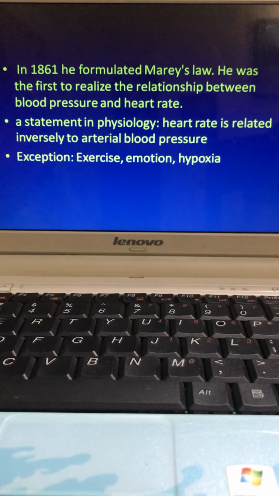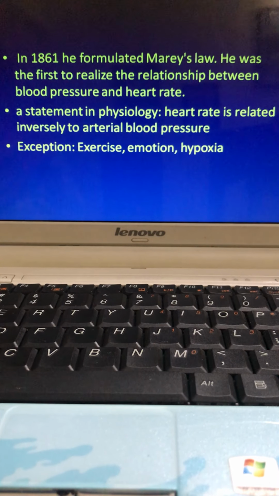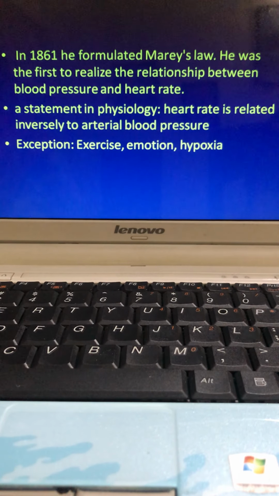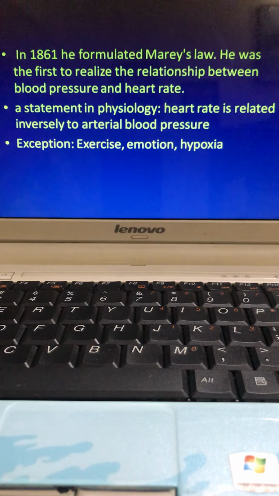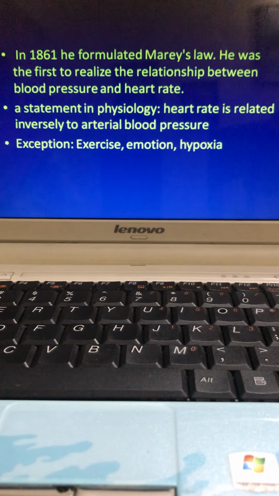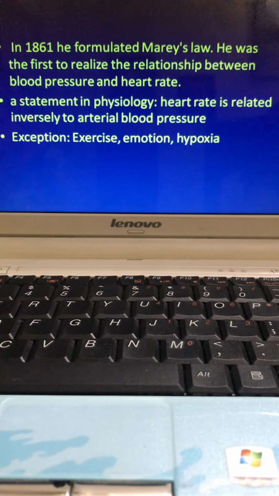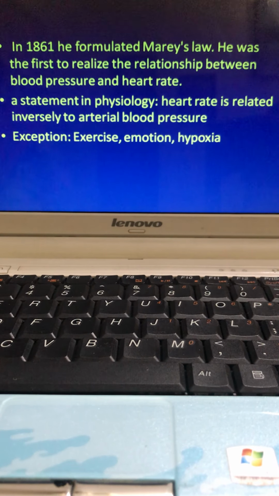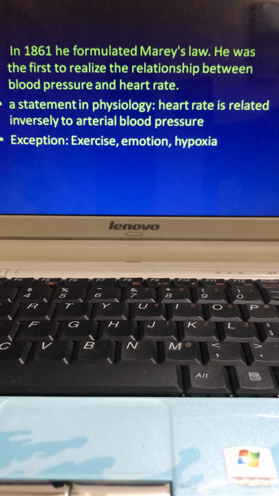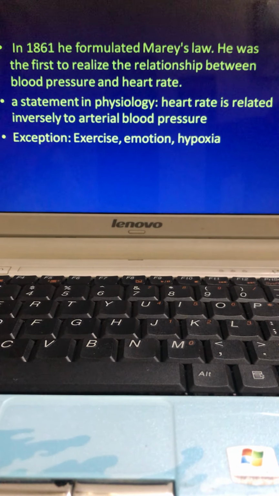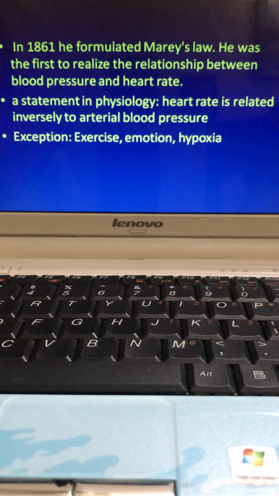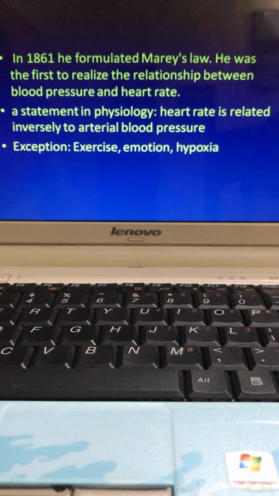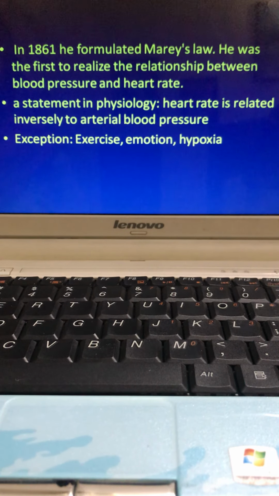That is a very important statement by a renowned French physiologist, Marey. He stated that heart rate is inversely related to the arterial pressure. That is, when there is increased blood pressure, there is decreased heart rate. Exceptions: exercise, emotion, and hypoxia. In exercise and emotion, there is increased heart rate and increased blood pressure.